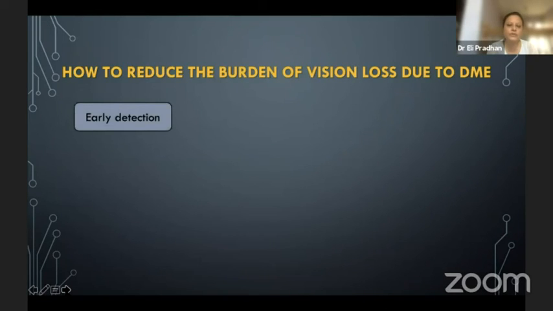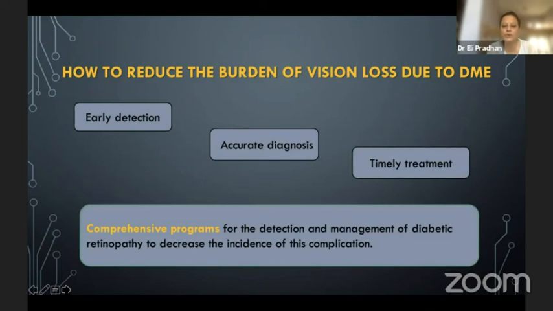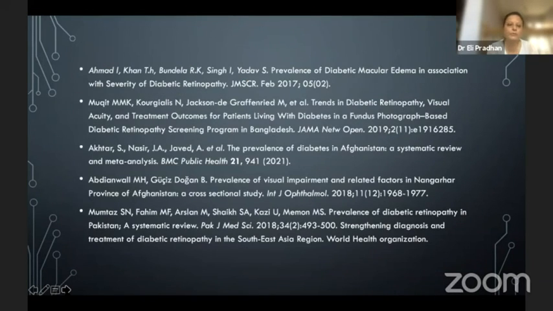How to reduce the burden? Early detection, accurate diagnosis, timely treatment, and a comprehensive program for the detection and management of diabetes are needed to decrease the incidence of complications. These are my references, along with accumulated SAARC incidence and prevalence of diabetic macular edema.